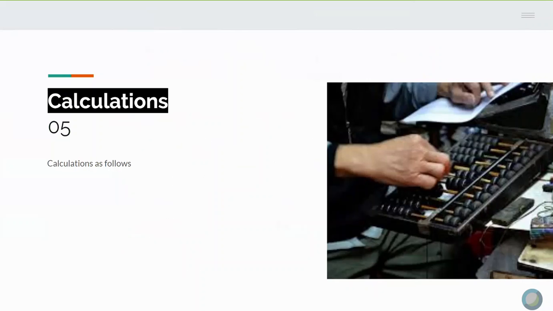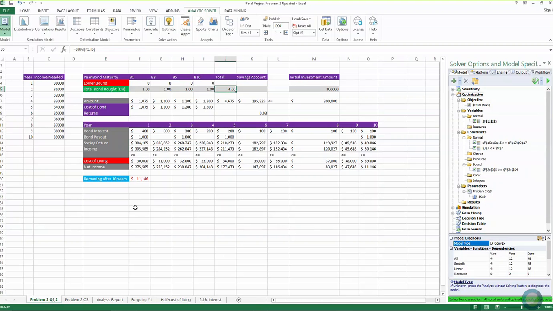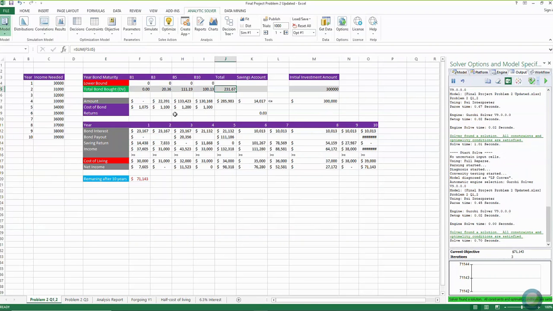All right, so now I'm going to take us into Excel and go through the Analytic Solver and what we did here. So I'm just going to run the Analytic Solver right now. And as we can see, here we ran a network model. We have clear constraints for our model, and we also have listed all the cash flows for each year. As we can see in green, here are the decision variables and how many of each bond that we are purchasing in order to maximize at the end of 10 years. And our objective, we got 71,143.